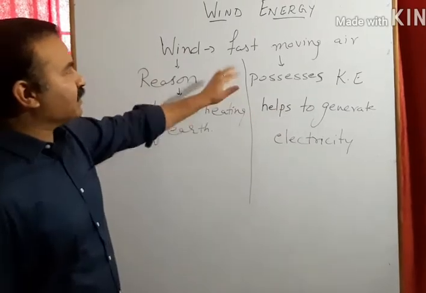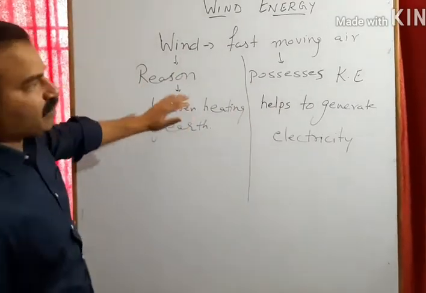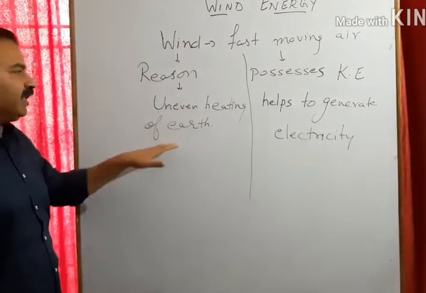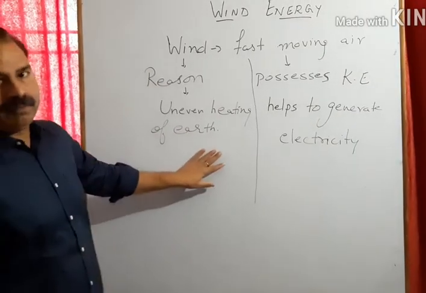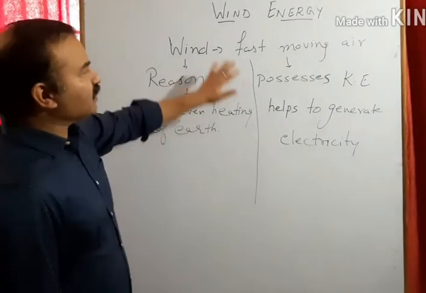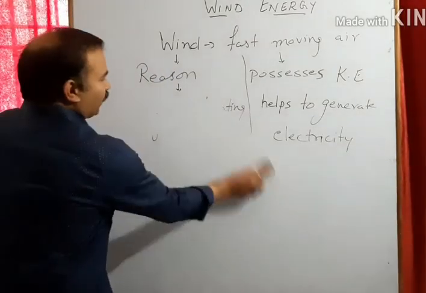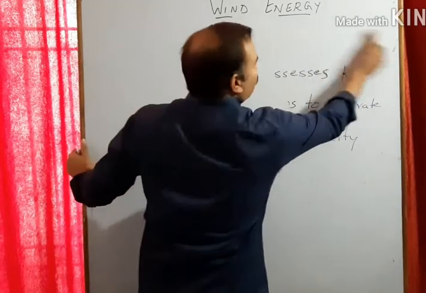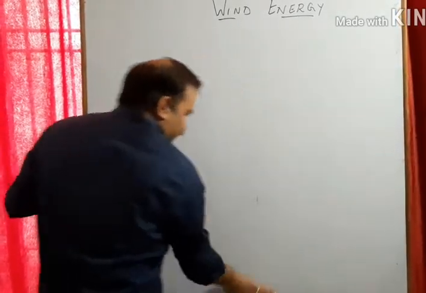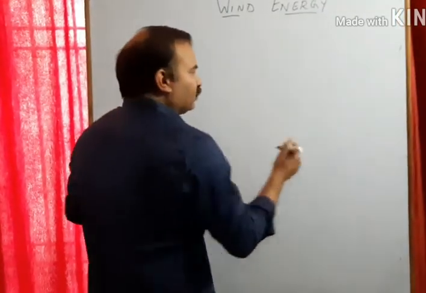Now, what is the reason for wind to blow? The main reason for the wind to blow is the uneven heating of different parts of the earth. This wind energy is used by utilizing the movement of the blades of the windmill. What is a windmill? Please have a look at the diagram.